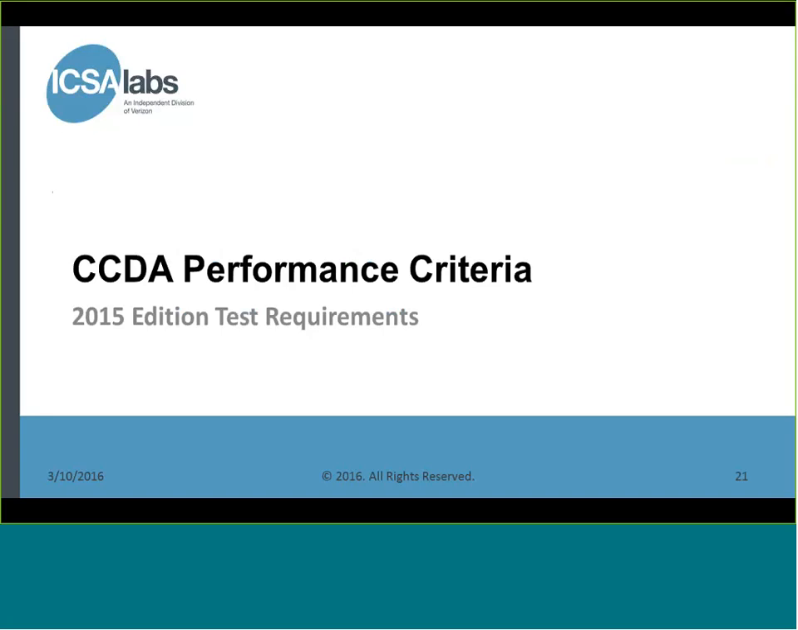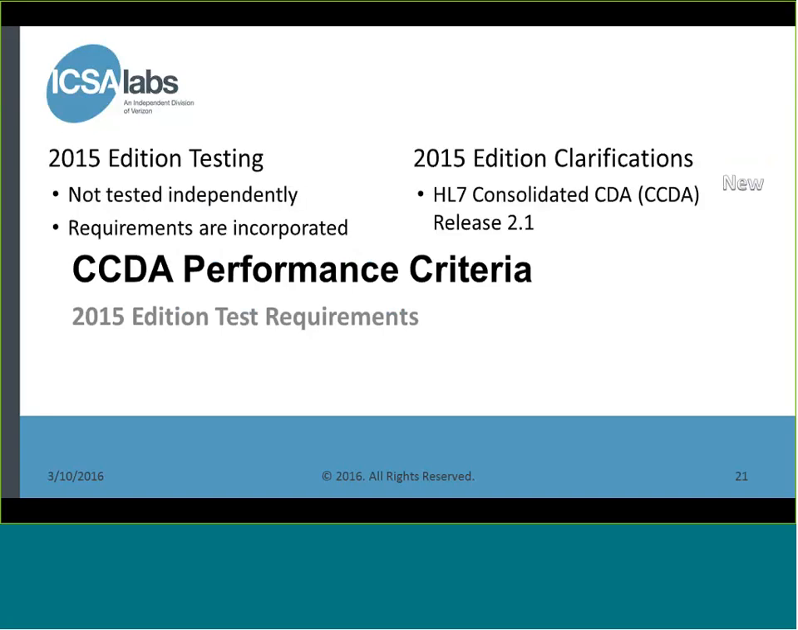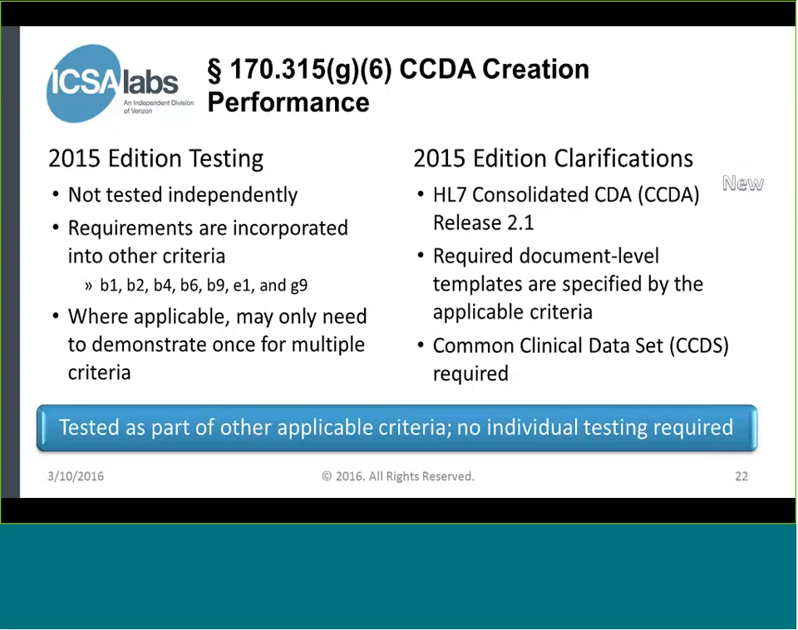So now we're going to talk about the CCDA performance criteria. Next slide. Now, for 2015, this is a new criterion. It is not tested independently. The requirements are incorporated into the other criteria, and you can see a list there, B1, 2, 4, 6, and 9, as well as E1 and G9.